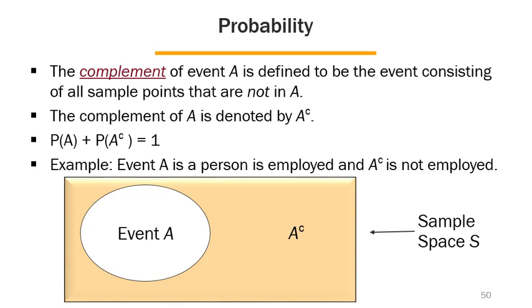Now with probabilities we can have the complement of an event, and that's just all of the sample points that are not in the event A. We might denote it with a C in the corner, as a superscript there. There are other ways of denoting it depending on what textbook you might be looking in or who's writing it, but this is one way of writing it out. Note that the probability of A and the probability of the complement of A will equal 1 because we've accounted then for all possible events. So an example could be event A is that a person is employed, the complement is that they're not employed.